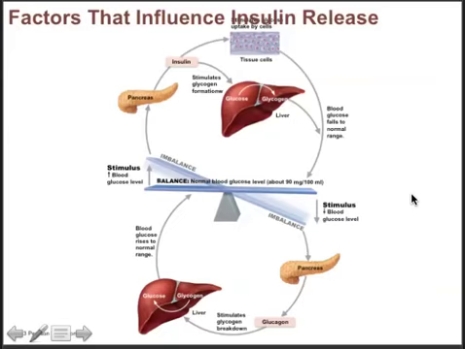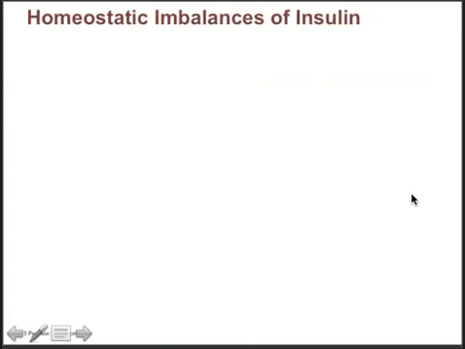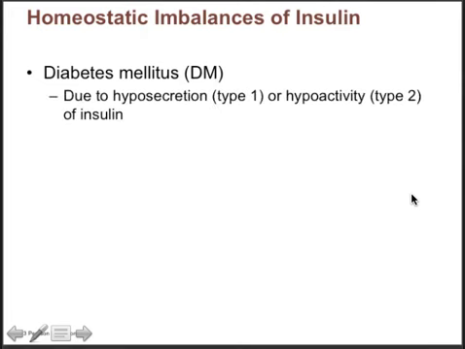It's just that one or the other may predominate depending on the conditions on the ground at that moment. Diabetes mellitus is due to a variety of causes. Hyposecretion is what we call type 1 or juvenile onset diabetes, and it results from the death of beta islet cells in the pancreas, primarily due to an autoimmune attack on those tissues.